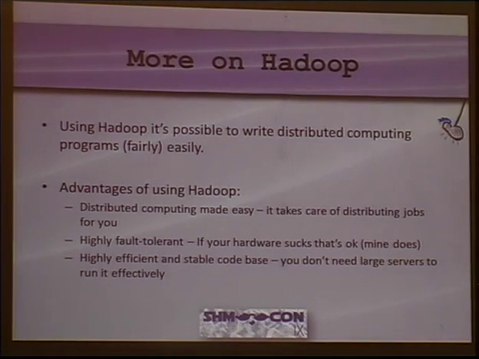There's a map step where, and again, I'm just going to read this, the master node takes the input, divides it into smaller subproblems, and distributes them to worker nodes. A worker node may do this again in turn, leading to a multi-level tree structure. The worker node processes the smaller problem and passes the answer back to its master node. And this is where the reduce step comes in. The master node then collects the answers to all of the subproblems and combines them in some way to form the output. That's going to be the answer to the problem that we were originally trying to solve. So that's all great, actually.